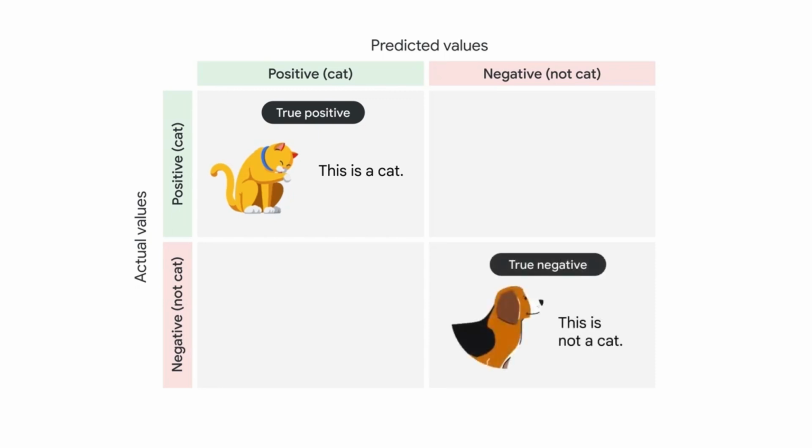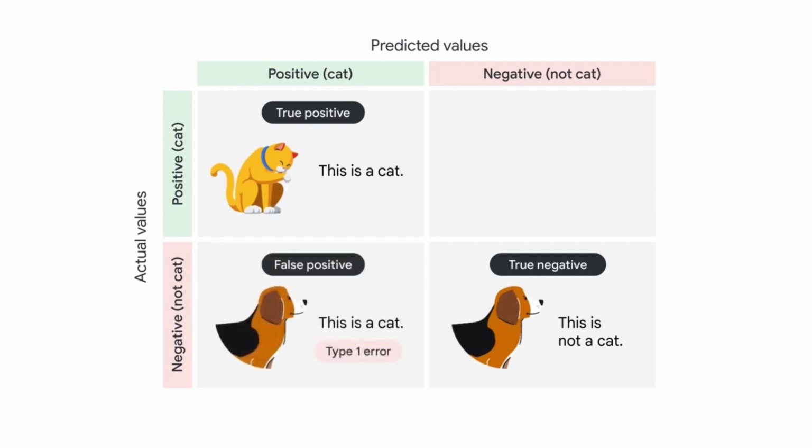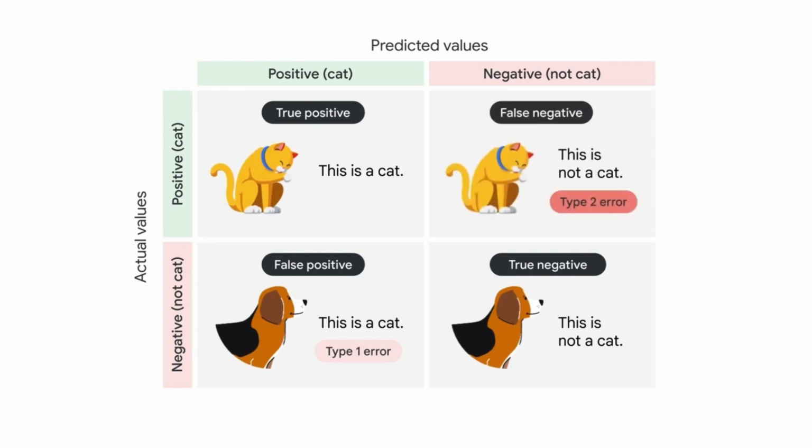The opposite of that is true negative, which can be interpreted as the model predicted negative, and that's true. The model predicted that the image is not a cat, and it actually isn't. Then there is false positive, otherwise known as a type 1 error, which can be interpreted as the model predicted positive, and that's false. The model predicted that the image is a cat, but it actually isn't. Finally, there is false negative, otherwise known as a type 2 error, which can be interpreted as the model predicted negative, and that's false. The model predicted that the image is not a cat, but it actually is.